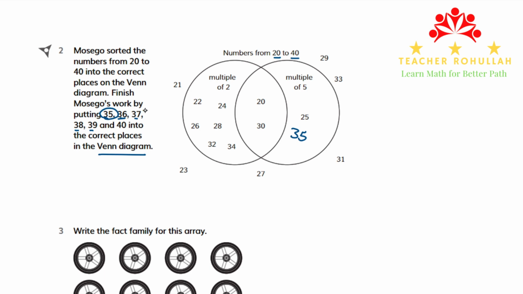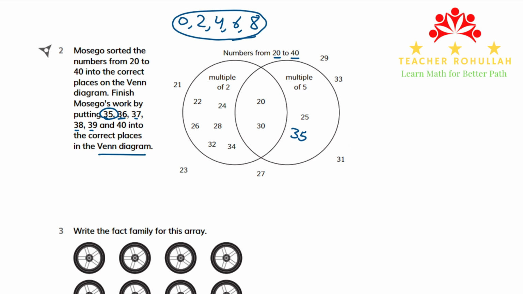86. 86 is ending in 6. We know that multiples of 2 are all even numbers. Even numbers are the numbers that can end in 0, 2, 4, 6, and 8. So any number that ends in these 5 numbers is a multiple of 2, and they are even numbers. But 37 is not a multiple of 2, and it's not a multiple of 5 also. We have to put it out.